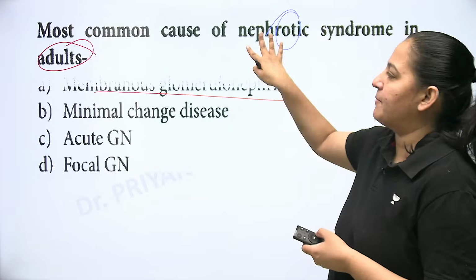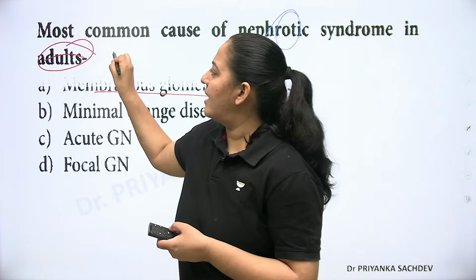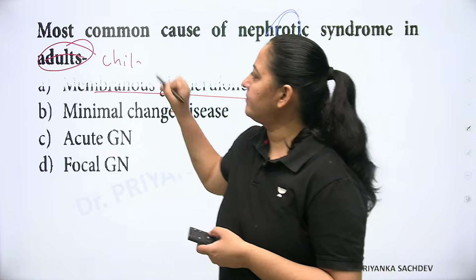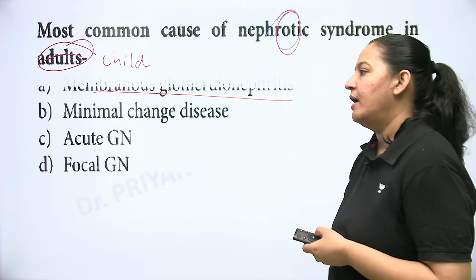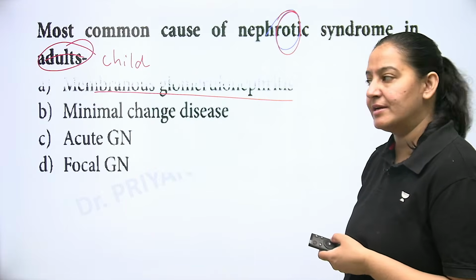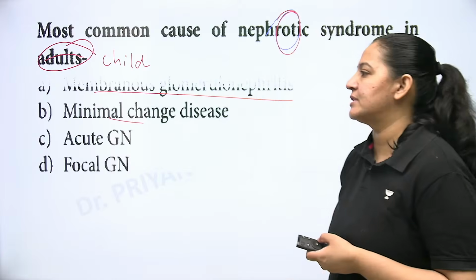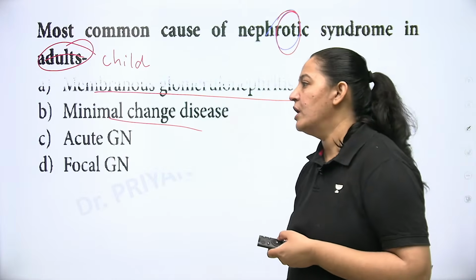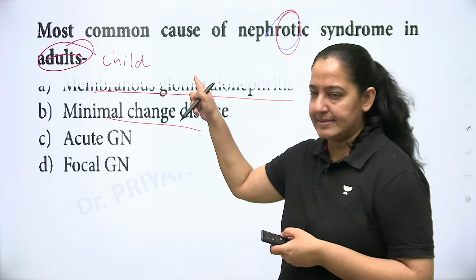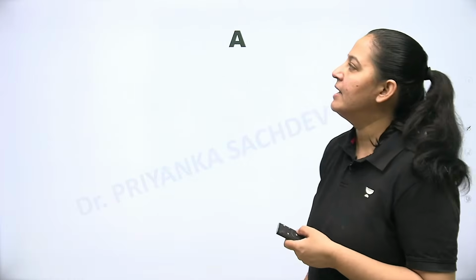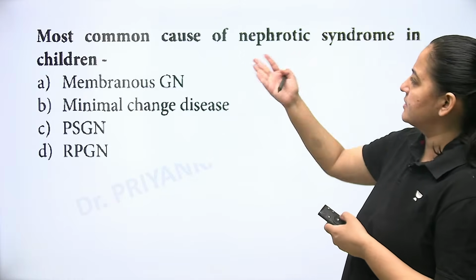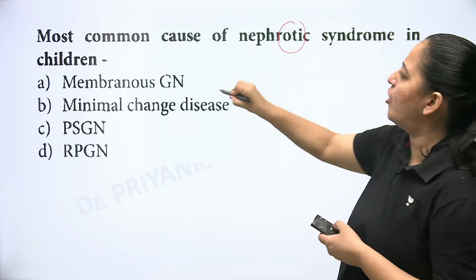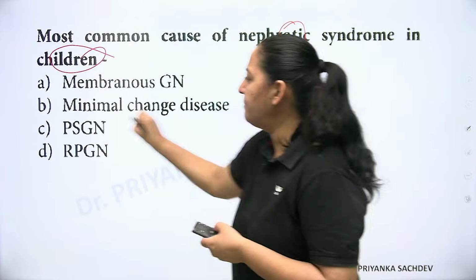Again, I am changing the same question. Instead of adults, I am asking children. So most common cause of nephrotic syndrome, but not in adults, but in children. What is your answer now? In children, it will be minimal change disease. Very good, Deepam. So if I ask adult, answer is A. If I ask children, answer is B. So you can see by changing the question how the answer will change. Most common cause of nephrotic syndrome in children, so answer will become B this time.